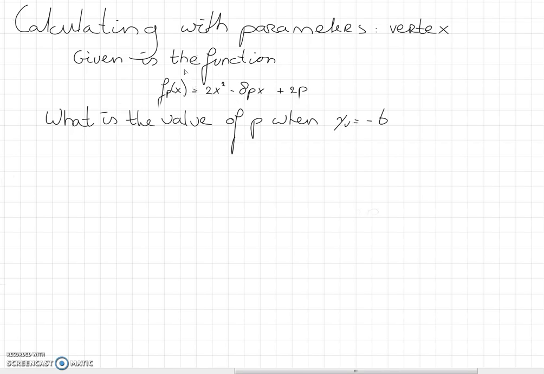We're going to do this in a few steps. The first one is determining which of these values is a, b, and c if we were to write the function as ax² + bx + c. A is the coefficient before the x², so in this case a is 2. B is the coefficient before the x, so in this case b is −8p. C is the last coefficient, without the x, so c is 2p.